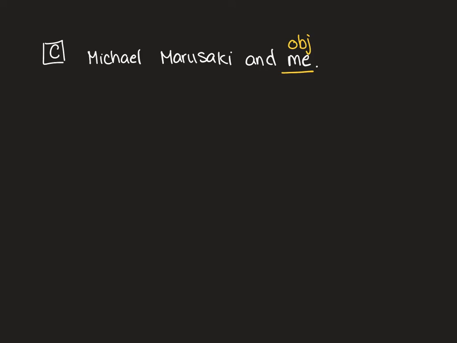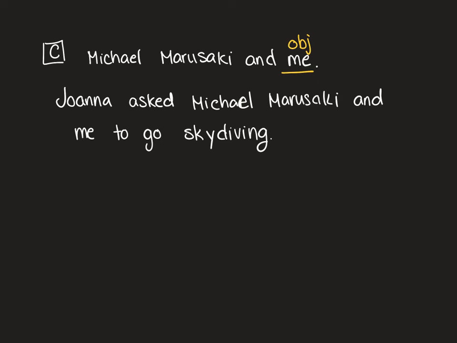Then the last part is that we need to write a sentence using this phrase. So if me is an object, this phrase, Michael Murasaki and me, needs to go after the verb so that it's after the action is happening. So we could have something like, Joanna asked Michael Murasaki and me to go skydiving. Now, asked is our verb, and Michael Murasaki and me goes after the verb. It is the object, right?